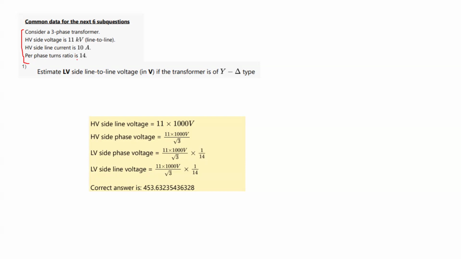Okay. So what is the situation? Let us write these things down. So VHV line to line is 11 kV. Then the line current on the HV side is 10 ampere, and the per phase voltage ratio, basically VHV phase to VLV phase, is 14:1. Okay, now it is said to estimate the LV side line to line voltage if the transformer is of Y delta type.